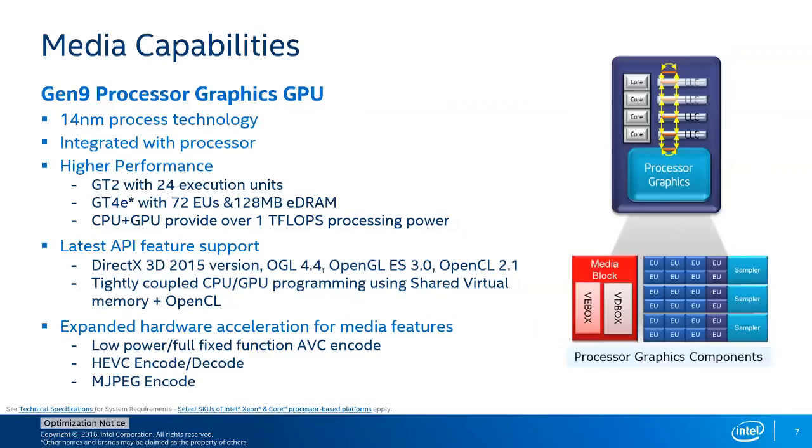Getting back to Gen Graphics, one of the main strengths is the specialized media capabilities. You don't have to go very far to get them because they're all integrated in the same processor. You can see here that we have an internal communication ring, and the processor graphics is a stop on the ring. It's that deeply integrated into the processor.